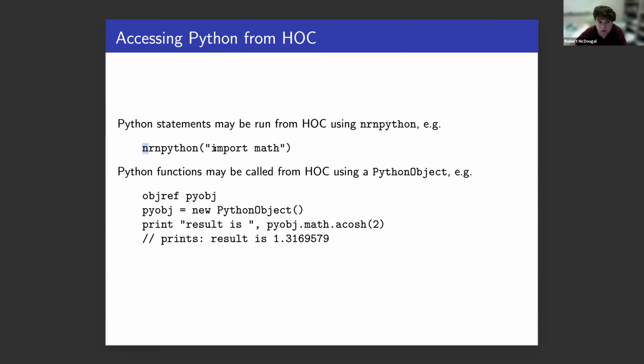If I want to run a Python command, I can use enter in Python from the HOC side. This is how HOC could call Python. If I want to call a Python function, I do this PyObject bit, create a PyObject thing. And since I've imported math, then PyObject.math is the Python math thing. And so it has an arc hyperbolic cosine, and I can see what the arc hyperbolic cosine of 2 is from HOC.